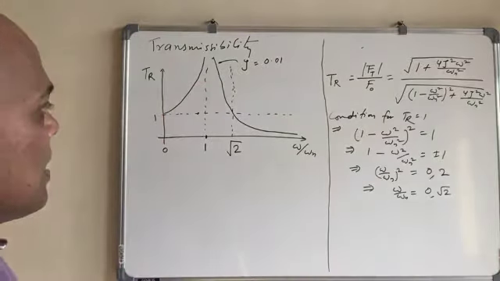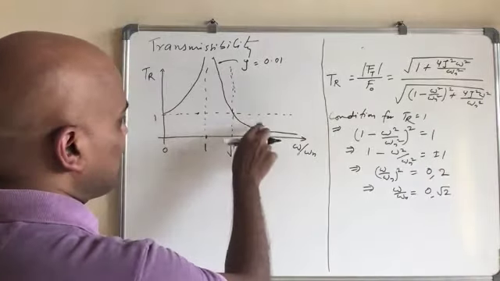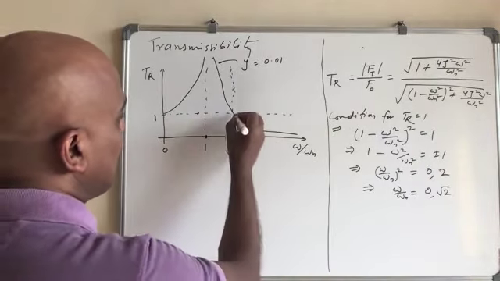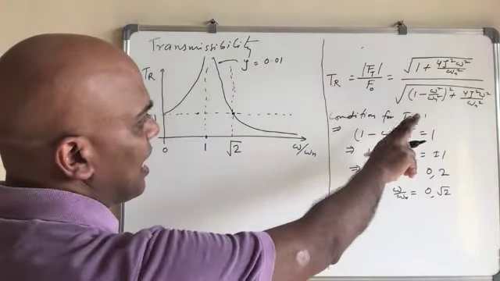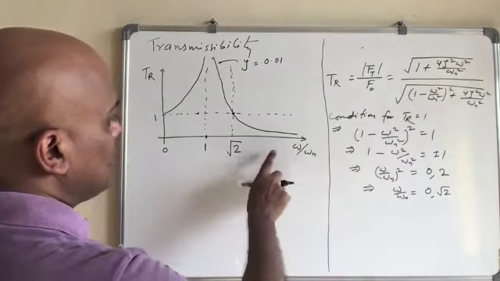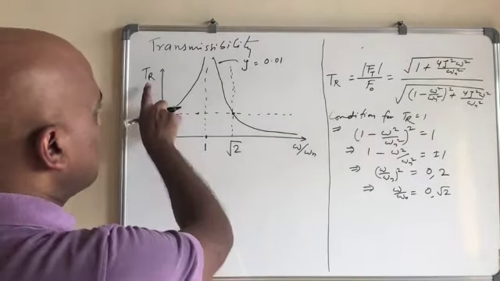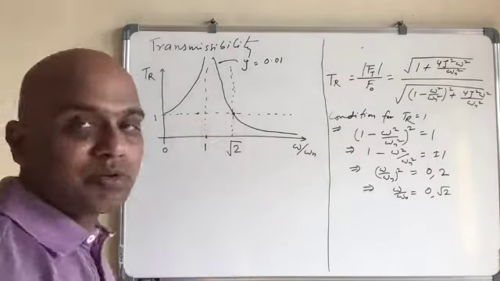Okay. Now, all curves will pass through this point, because regardless of what zeta is, when omega over omega n equals root 2, you have transmissibility equal to 1, right? So that's why it will pass through this point.